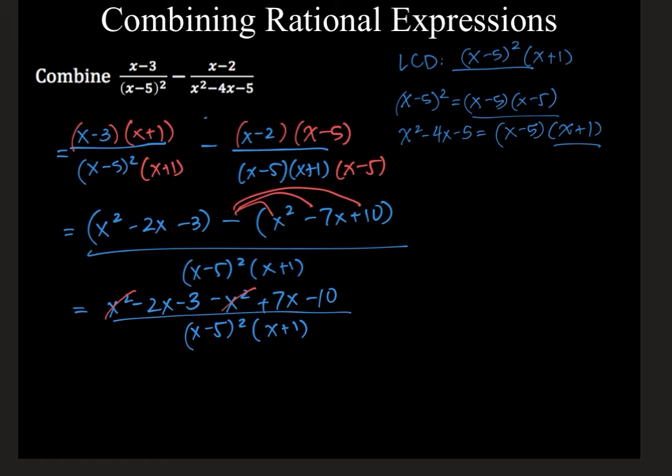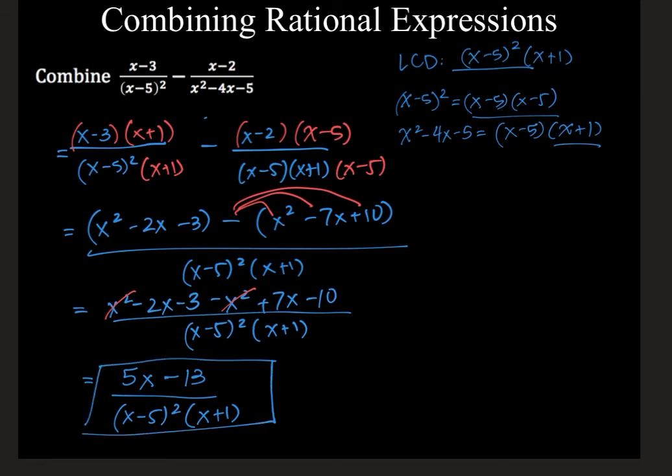Negative 2x plus 7x, and then negative 3 minus 10. We have 5x. Negative 3 minus 10 becomes minus 7. Oh, sorry, that becomes negative 13. My bad. Over the denominator, and again, take one last look. Is there anything I can factor out or cancel? And there's nothing. So this will be our final answer.